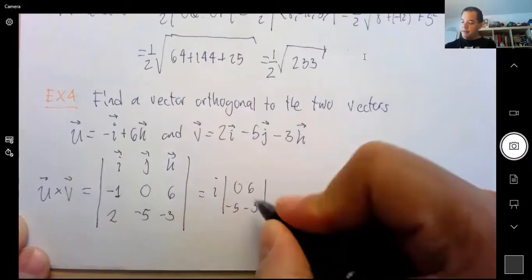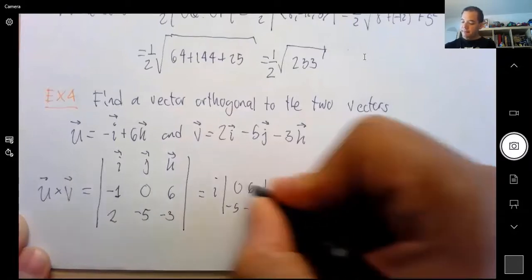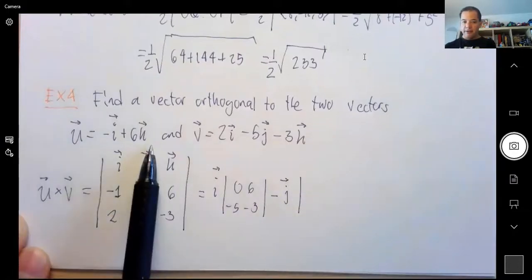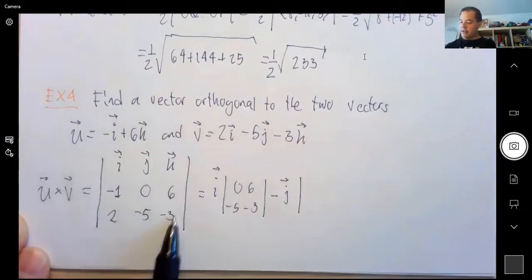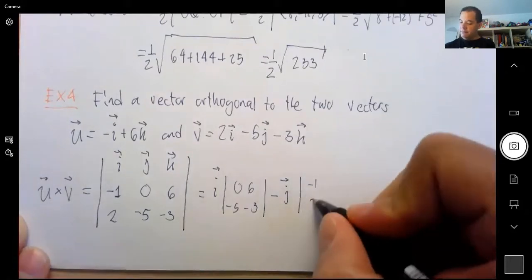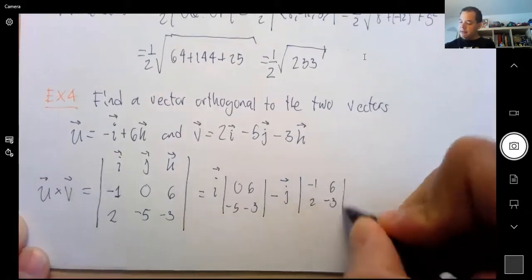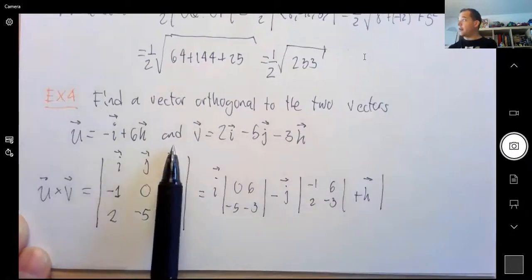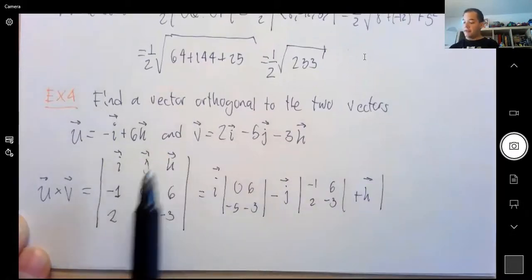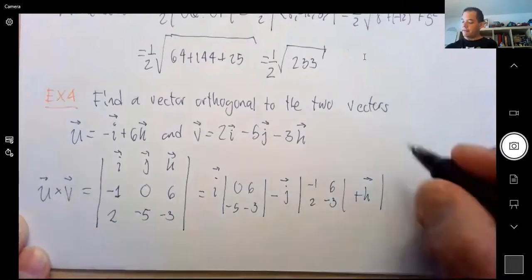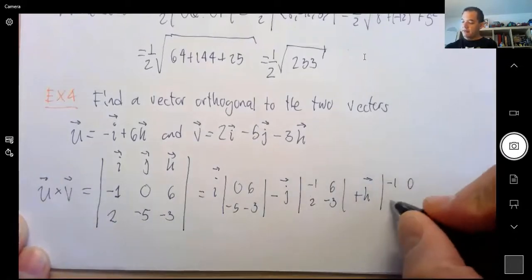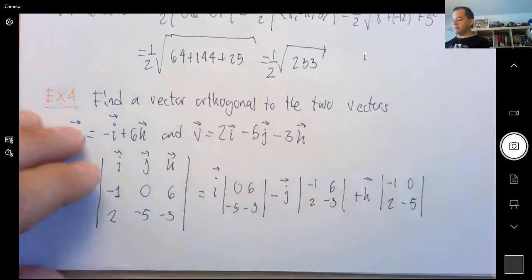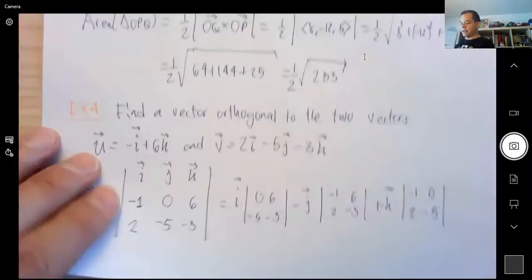Negative 3. Minus... cover the middle one. So it's negative 1, 2, 6, negative 3. And plus k. Cover the last one. And it's negative 1, 0, 2, negative 5. Good. Let's continue.